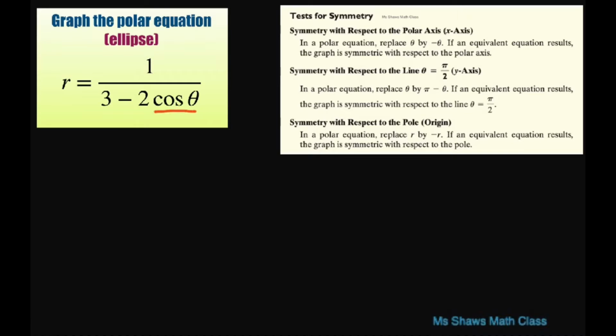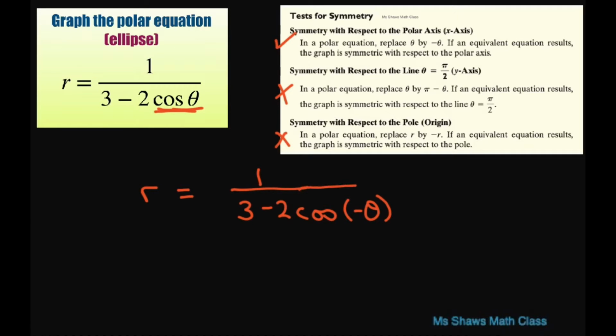If it has cosine in it, it's probably going to pass this test and not these two tests. But let's do this very quickly. For the first test, we're testing to see if it's symmetric to the polar axis, which is the x-axis. So you substitute in negative theta for your theta. Since cosine is an even function, that turns to positive. So you get an equivalent equation given here.